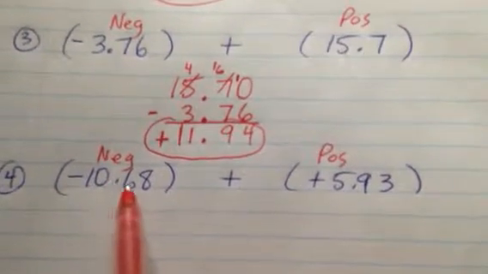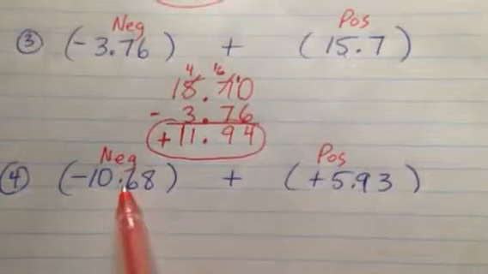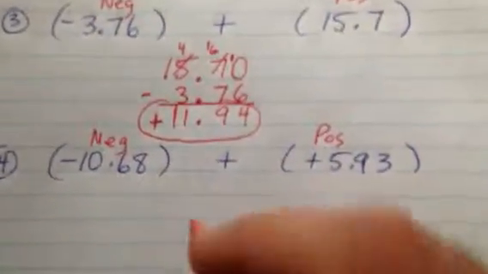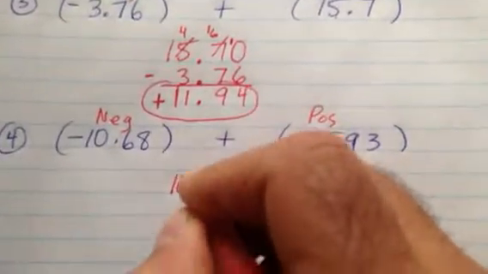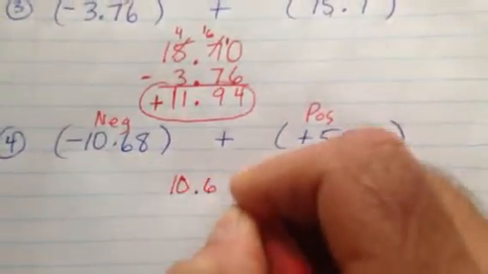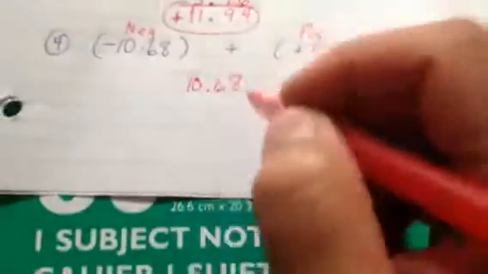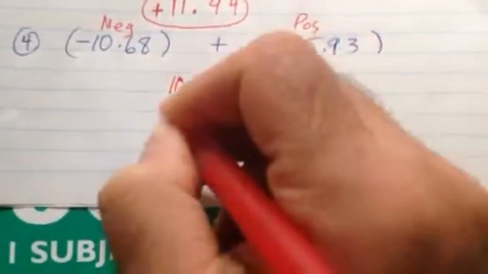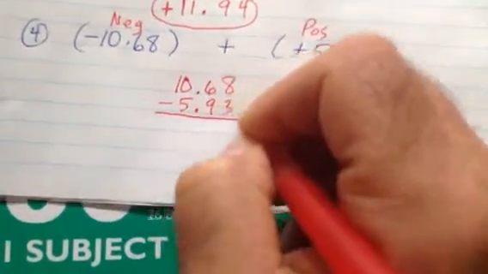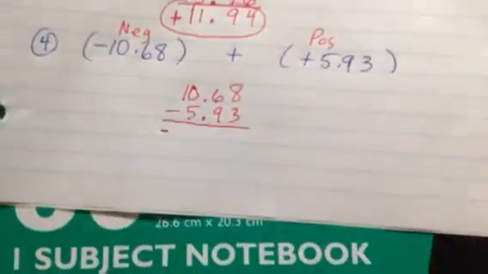The number that wins is the number that's more negative or positive. This one's more negative, so it wins. That means the answer will be negative. Put this number on top, the number that wins, 10.68 and 5.93. Subtract them. I know the answer will be negative.